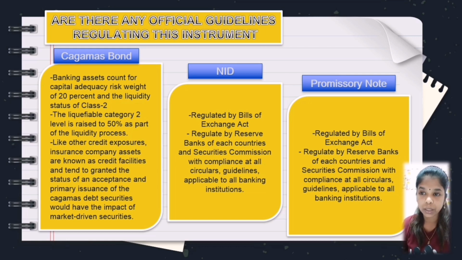Negotiable instruments of deposit are regulated by the Bill of Exchange Act, by the Reserve Bank of each country, and the Securities Commission, with compliance to all circular guidelines applicable to all banking institutions. And the promissory notes are regulated by the Bill of Exchange Act and the Reserve Bank of each country and the Securities Commission, with compliance to all circular guidelines applicable to all banking institutions.